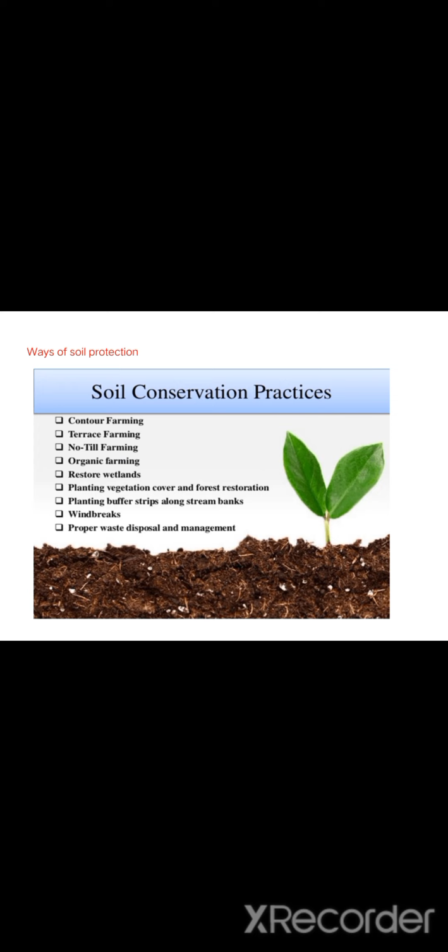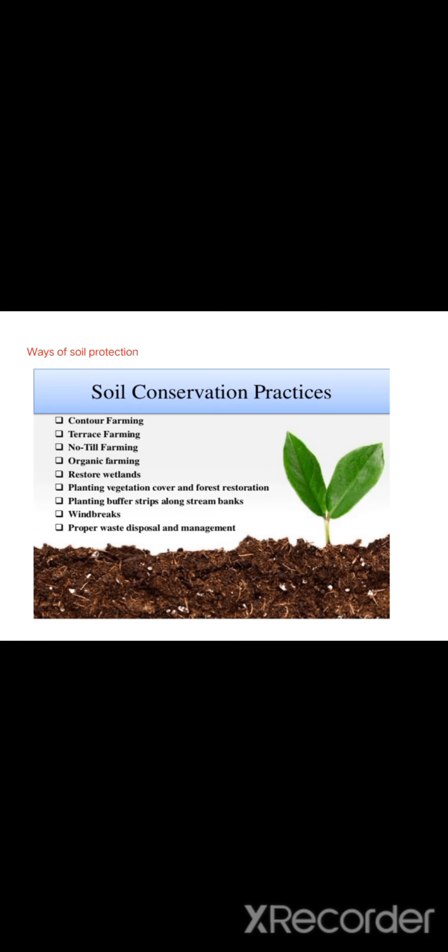Then we have to practice organic farming, restore wetland, forest restoration, planting buffer strips along stream banks. Buffer strip, this third image shows a buffer strip. A buffer strip traps sediment and enhances filtration of nutrients and pesticides by slowing down surface runoff that could enter the local surface water. Then windbreak. Windbreak means a group of trees or shrubs that is used to block and direct the wind.